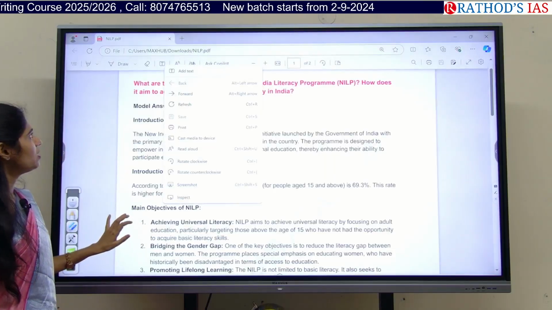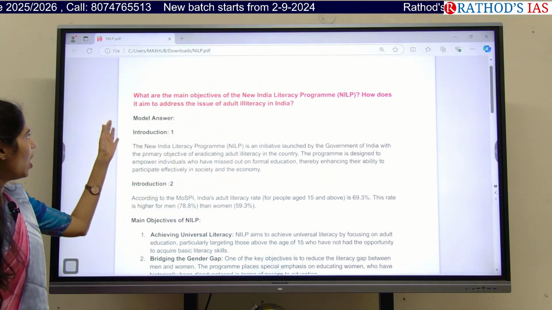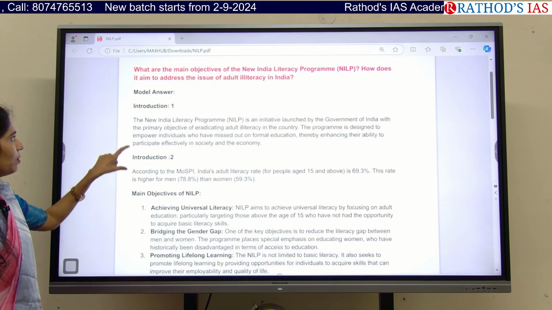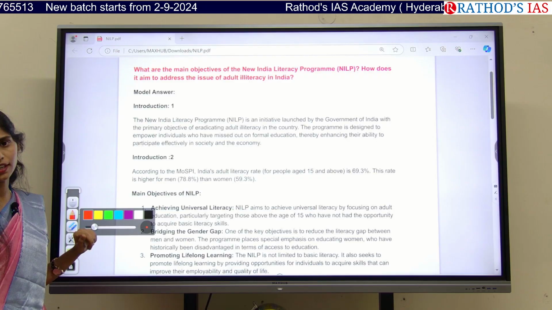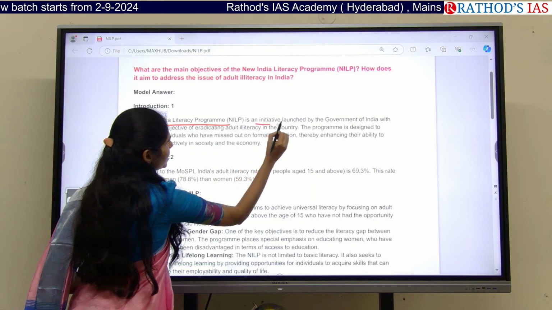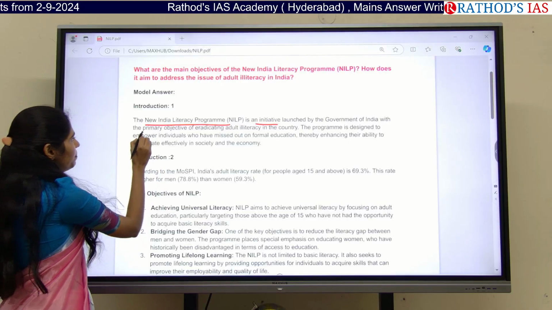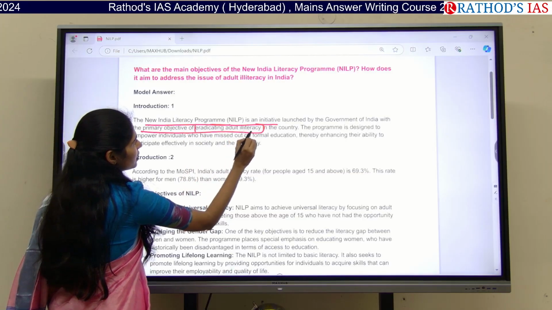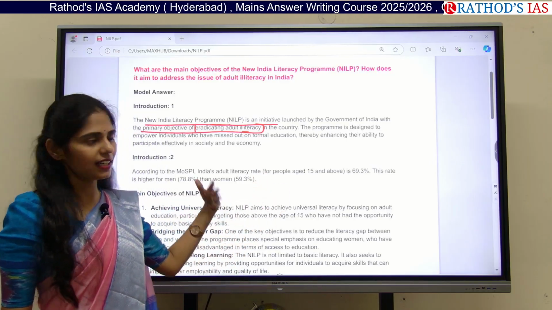So the same question: what are the main objectives of the New India Literacy Program? How does it aim to address the issue of adult literacy in India? So here I came up with two types of introductions. Whichever suits you, you can choose that. First one is New India Literacy Program. It is an initiative launched by the Government of India, and the primary objective is eradicating adult illiteracy in our country. So completely we have to eradicate this adult illiteracy in the country.